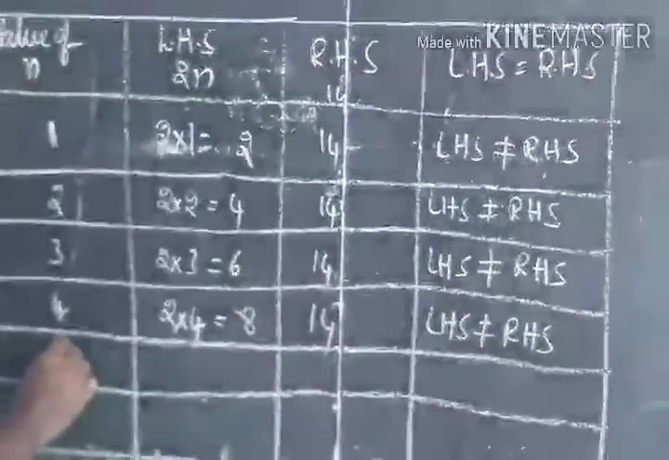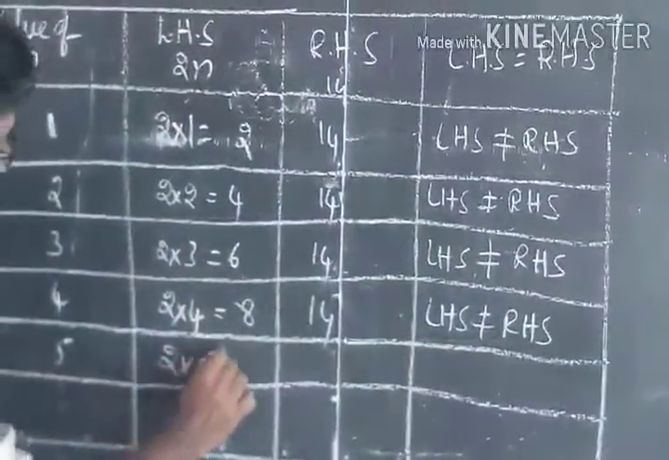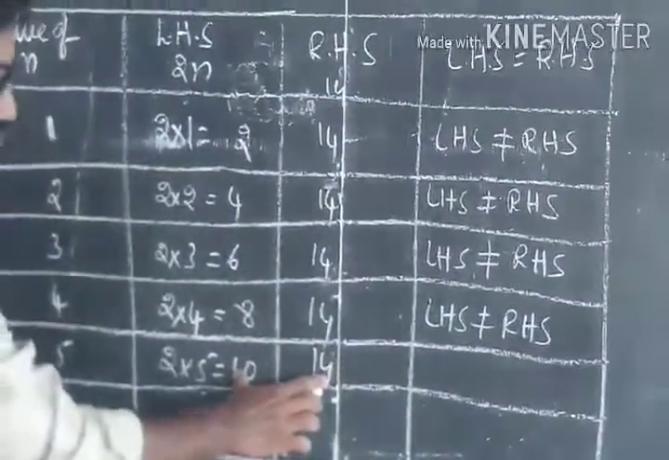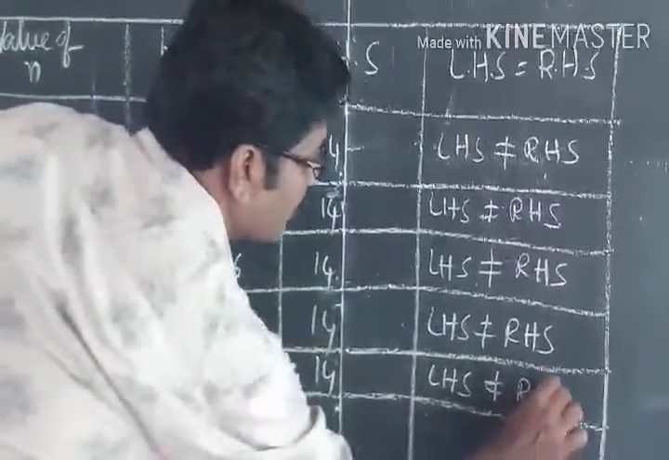Next, n is equal to 5 you want to take. In place of n, 5. 2 into 5 is equal to 10. RHS, how much is there? 14. Both sides are equal? Not equal. LHS is not equal to RHS.